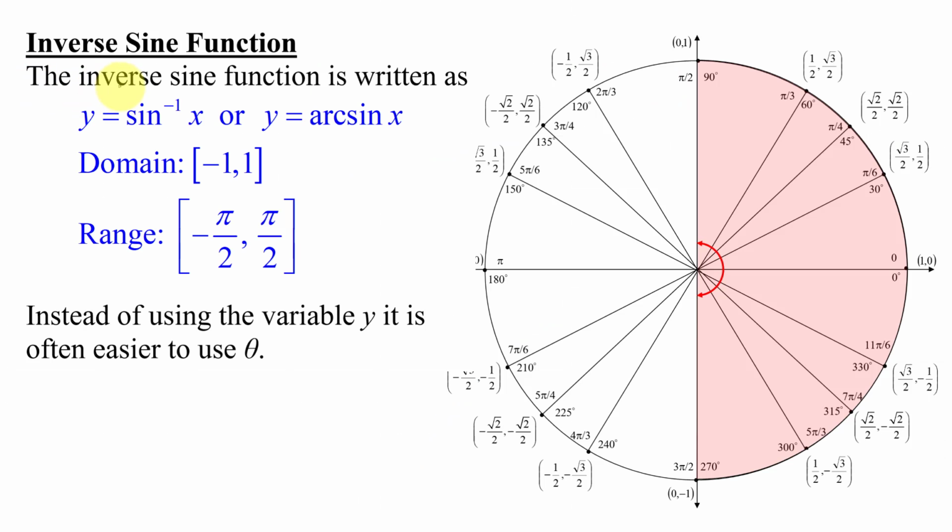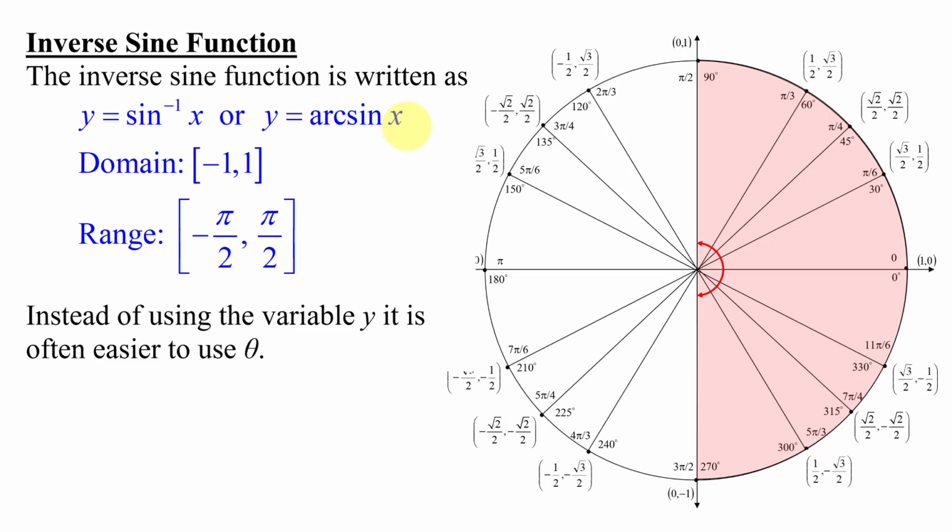Now, the inverse sine function can be written two different ways. The first way is y = sin^-1(x). This is red, y equals the inverse sine of x. Or it can be written as y = arcsin(x). These two statements mean exactly the same thing.